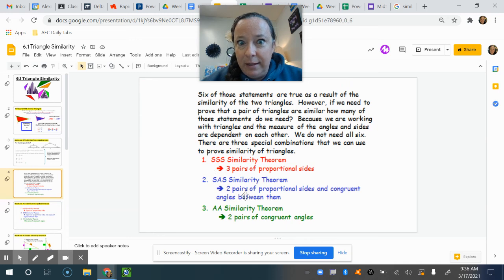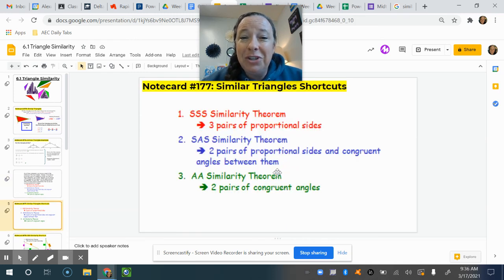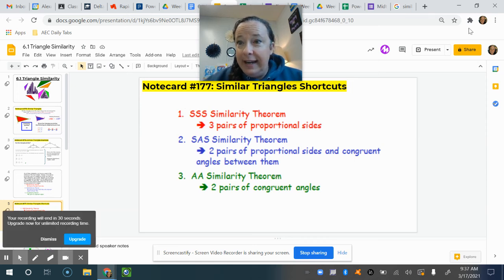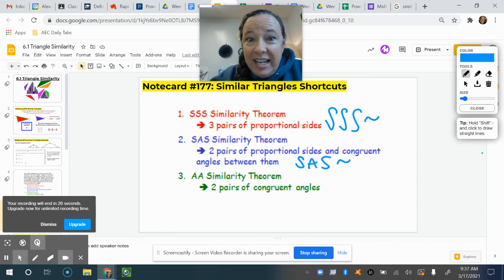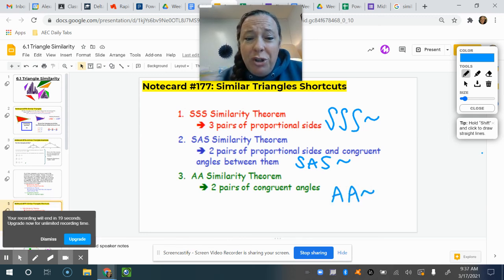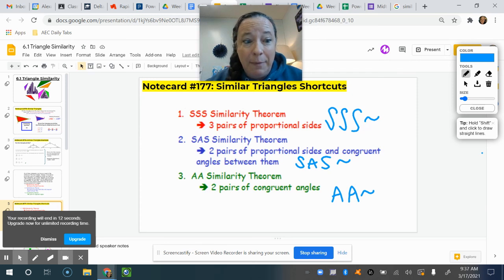I just took the things on the bottom and put them here. There's 3. There's side-side-side similarity, there's side-angle-side similarity, and there's angle-angle similarity. And the way you write these, I wanted to do this with you so you could see, is side, side, side, and the similarity symbol, side, angle, side, and the similarity symbol, and angle, angle, and the similarity symbol. Of course, you could write out the word similarity if you wanted to, but on your homework, that would be all you have to do, or just write it out if it's easier because you're going to be typing on Kami.